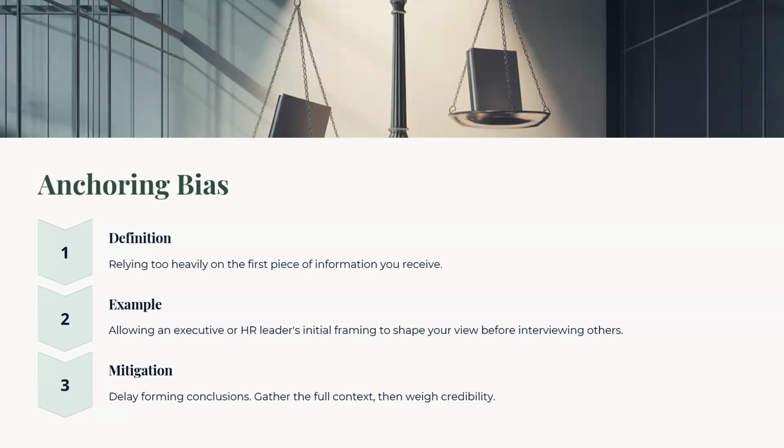Another common type of bias that comes up in executive or senior level investigations is anchoring bias. And so that is where we rely too heavily on the first piece of information we receive, or we anchor in that first piece of information. An example of this is allowing an executive or an HR leader's initial framing of the concern or allegations to shape your view before you interview others in the process. What we want to do here is delay forming any conclusions. You really don't want to reach any conclusions before you've gathered all of the information, interviewed all of the witnesses, reviewed any documentation, and then, of course, again, weighed the credibility of that evidence to make your findings.